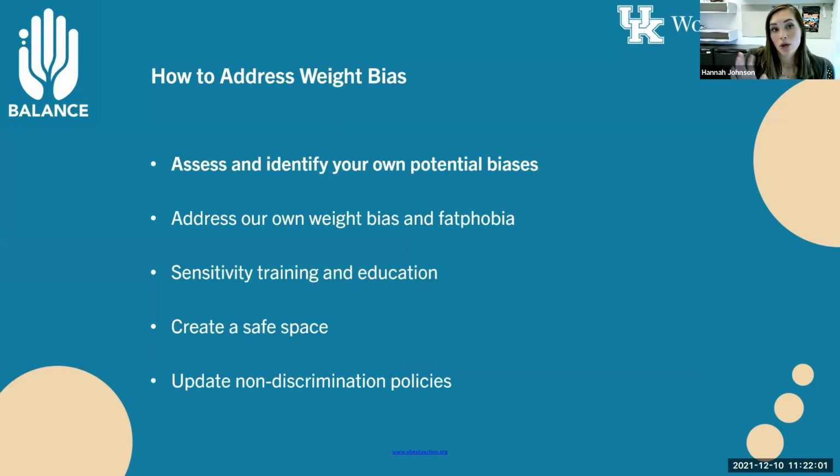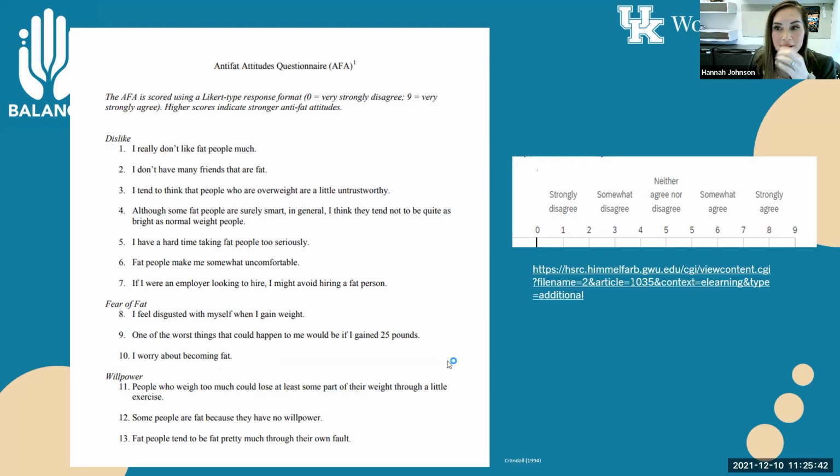So now I'm going to go through our steps of how to address weight bias, both on the individual level, but kind of the system level. And the first step is to assess and identify your own potential biases. So this is an explicit bias test. And so this is your belief that you explicitly express.